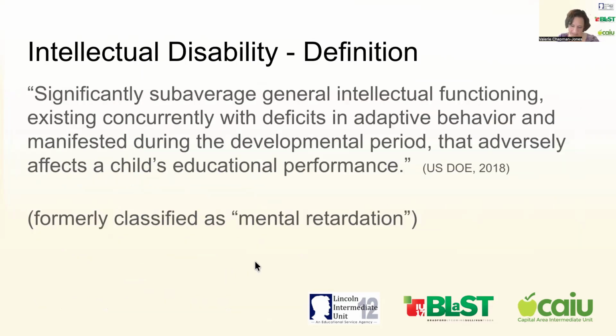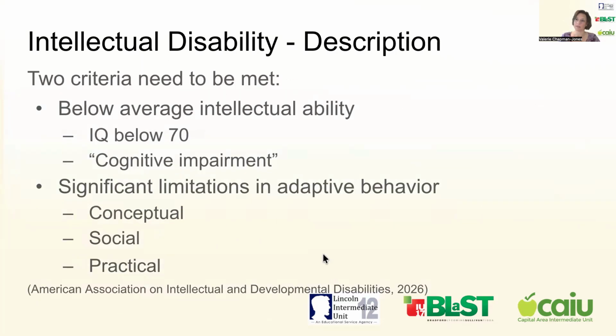The next category is intellectual disabilities. Please pause the recording to take a second to read over that definition. A description of intellectual disability. You must meet two criteria to qualify under this category as a student. First is below average intellectual ability, meaning an IQ score of below 70 or cognitive impairment. So, for an evaluation for intellectual disability, the school psychologist will be administering an IQ assessment. And if the score is below 70, they could have an intellectual disability.